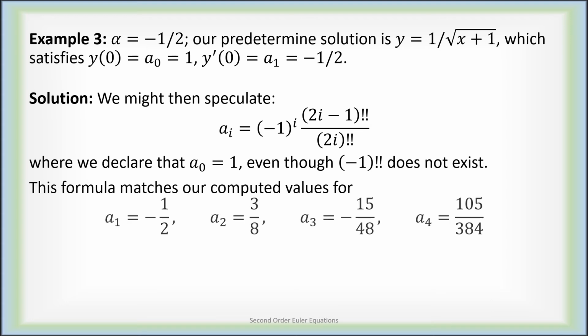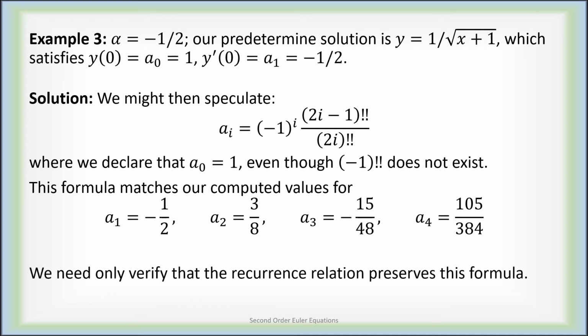Now this formula does match our computed values for a sub 1, a sub 2, a sub 3, and a sub 4 that we figured out so far. So all we need to do is verify that the recurrence relation preserves this formula. We have more than enough base cases already computed.